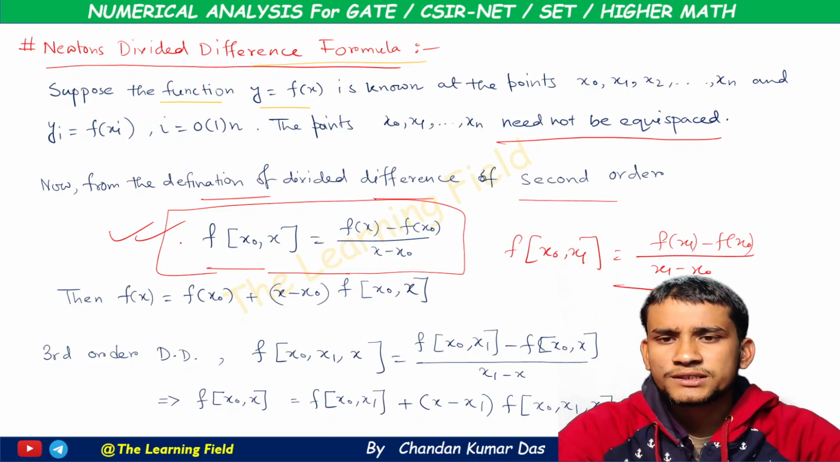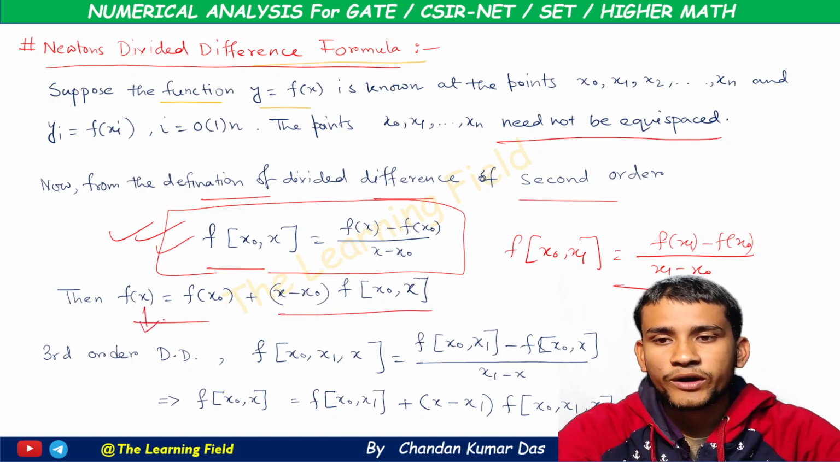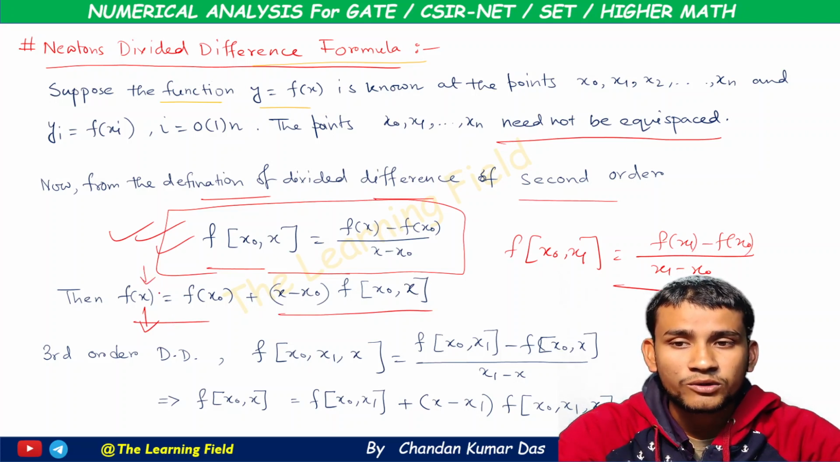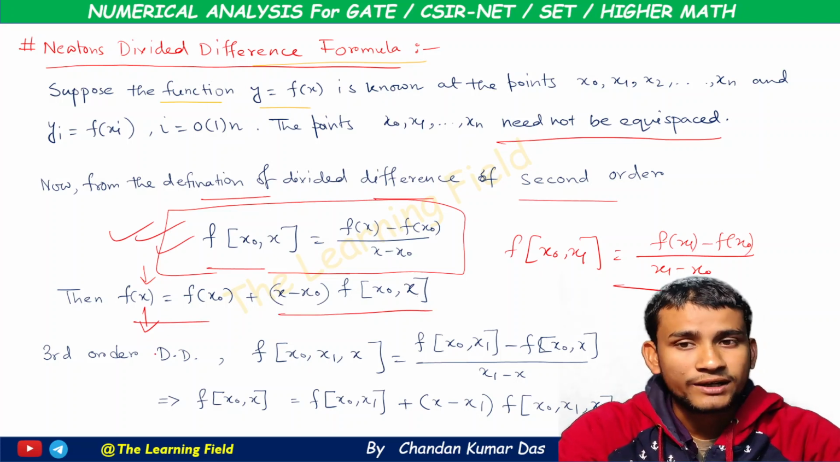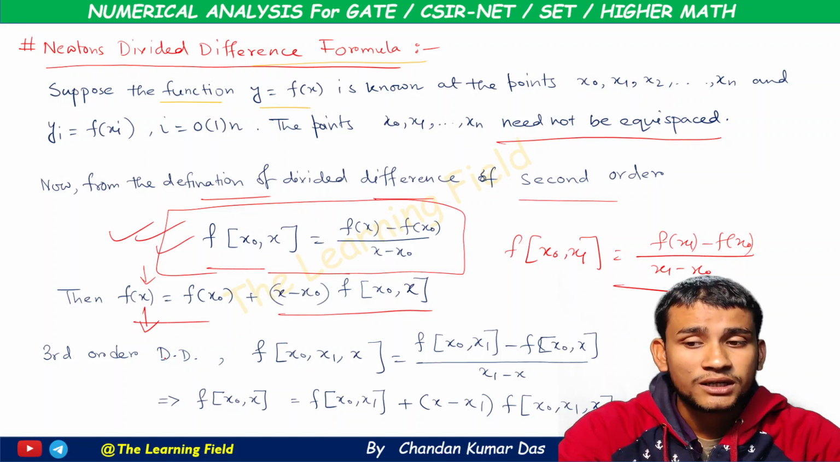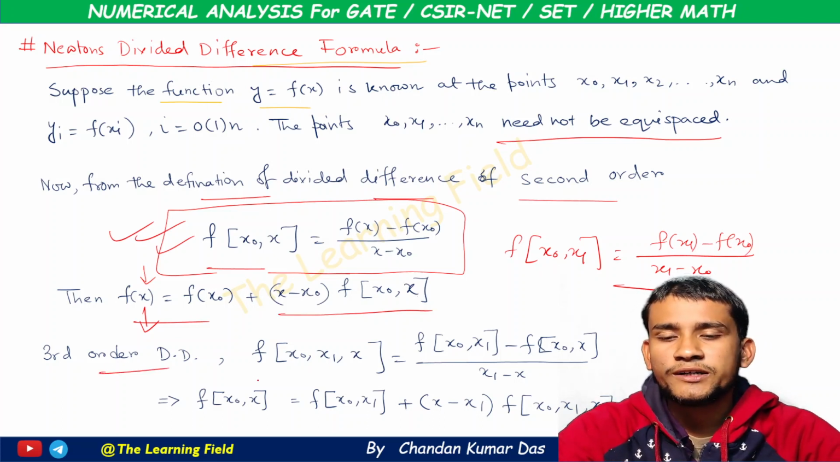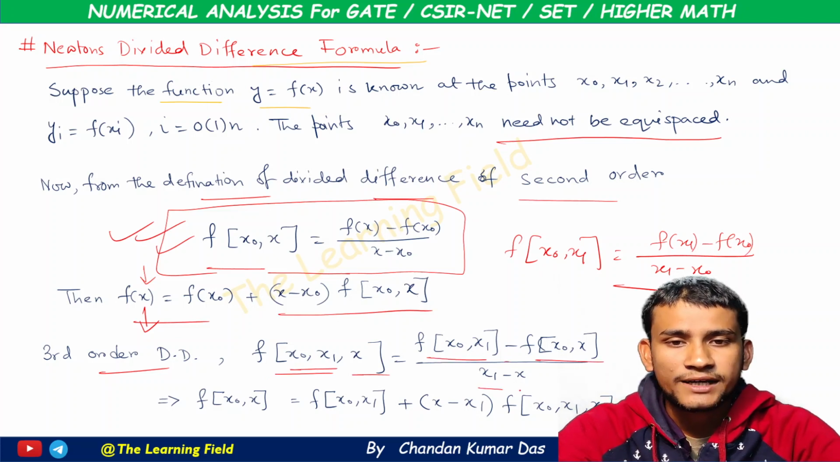So from this we can write f(x) equal to f(x0) plus (x minus x0) f[x0, x]. This is the point at which we have to do the interpolation, that is, the point at which we have to find the value of the function f(x), whose analytical formula is unknown. This is interpolation, as you all know. The second order divided difference f[x0, x1, x] is equal to (f[x0, x1] minus f[x0, x]) by (x1 minus x).